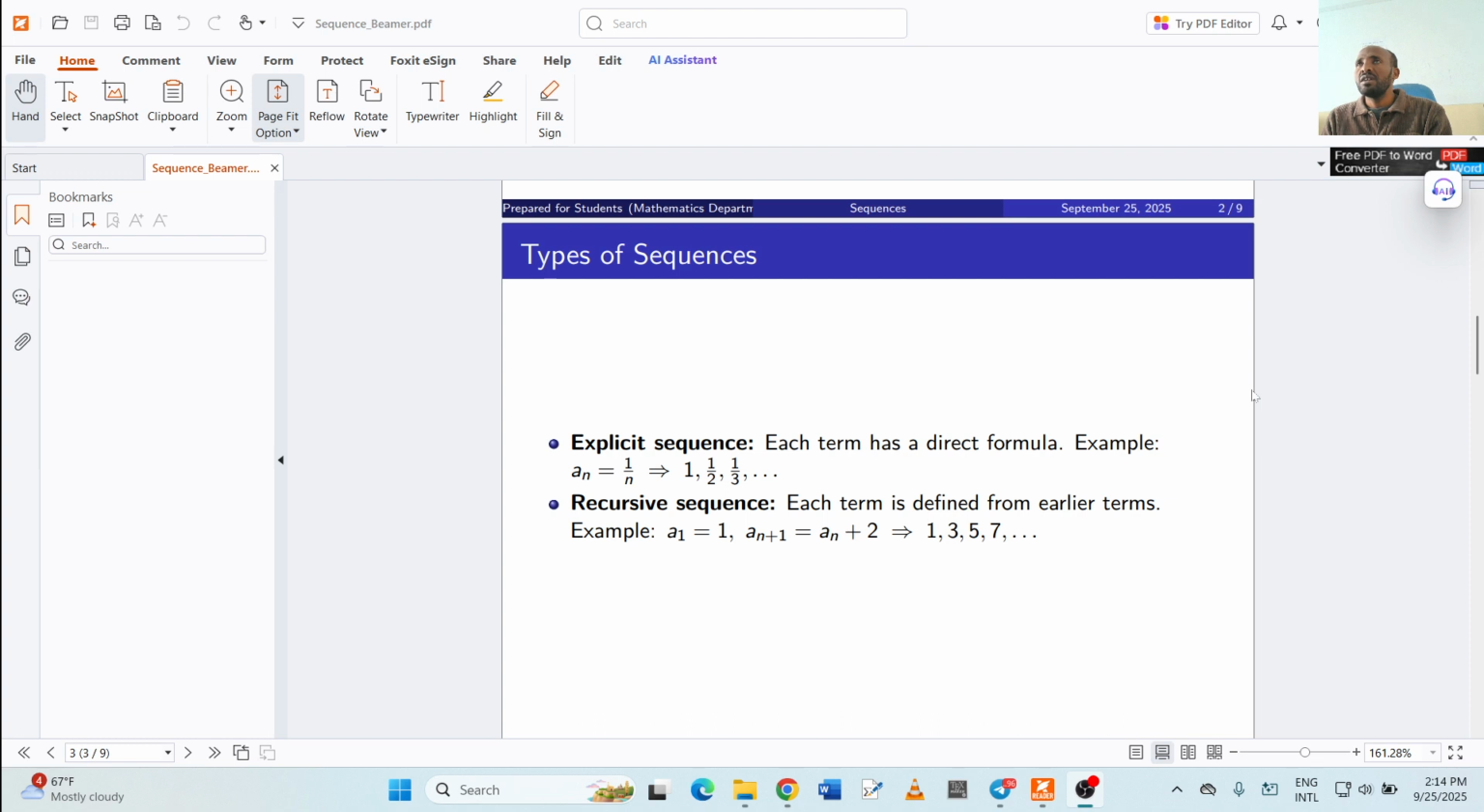In general, the (n+1)th term is simply the nth term plus 2. So this is the types of sequence based on their expressions. Thank you very much.